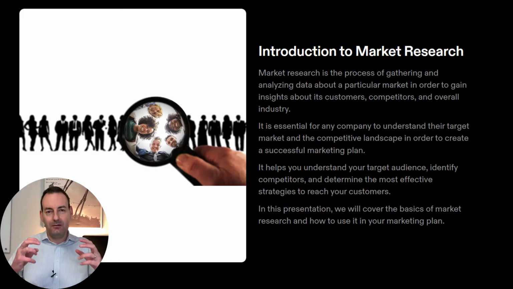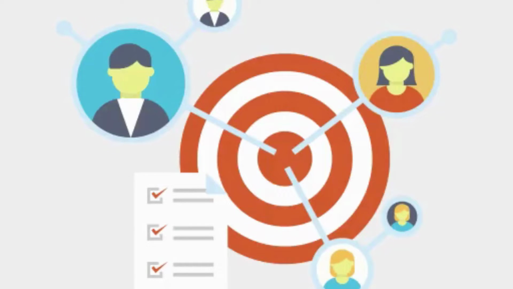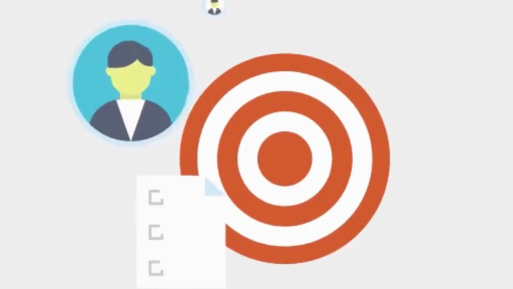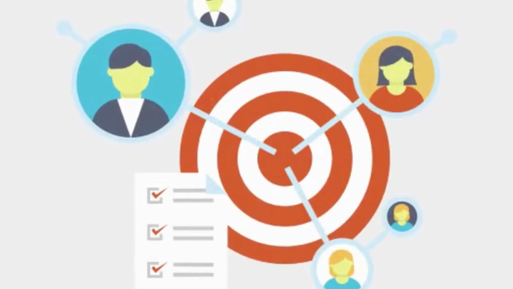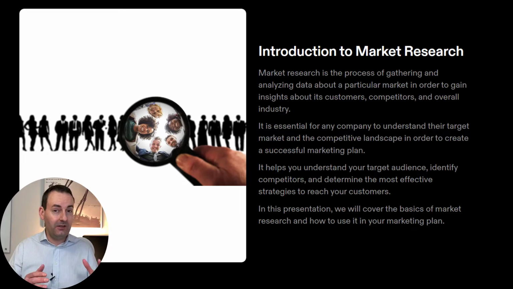So the objective is to be informed for your business plan and your marketing plan. Stating the obvious, it's essential for any company to understand their target market and the competitive landscape that they work in, in order to create an effective and successful marketing plan. Good inputs equals good outputs. Good inputs into the plan make a good plan, and then you can execute a good plan. It gives your chances of success being significantly higher.